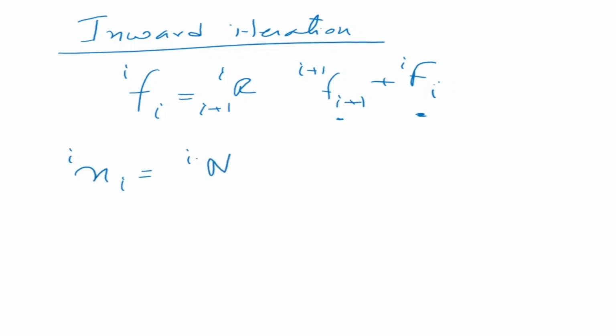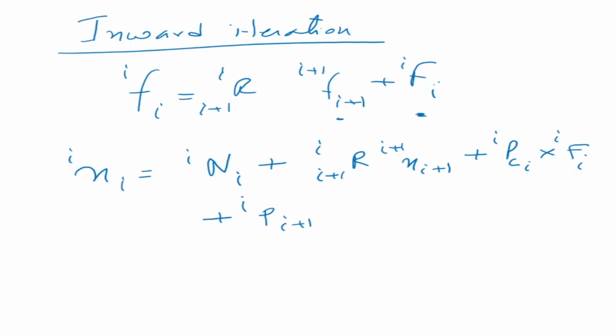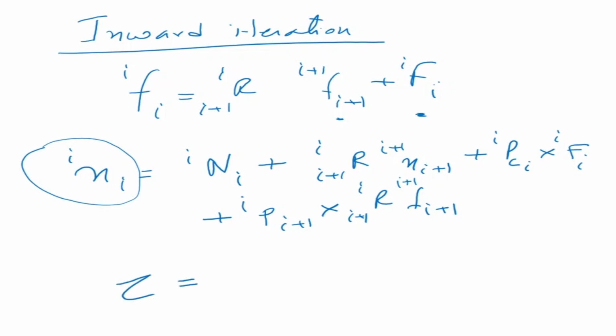N_i is equal to the moment acting at the CG plus R of i+1 and i+1 plus P_C_i cross F_i. This is something we have seen before also. Okay, plus P_i into i+1 plus R of i+1 into F_i+1. Okay. So this is the moment acting at the joint. So the moment is the torque that I want. So tau_i is equal to N_i, and the direction is along the z-axis. So this is the torque acting at the joint. Okay. So by using this forward and backward computation, we are able to find the torques acting at the joints.